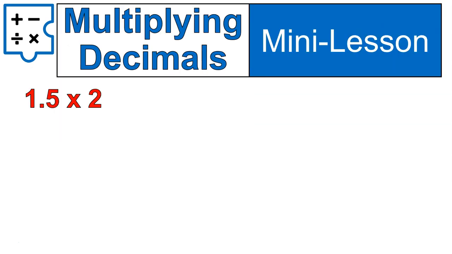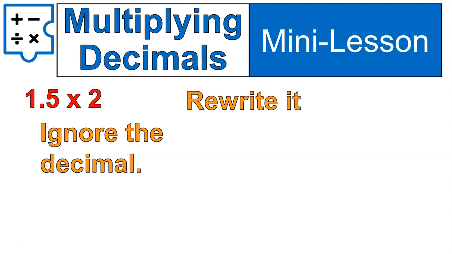First off, when you're multiplying a decimal, it looks very much like when you're multiplying normal numbers. I should probably say non-decimal numbers, numbers that don't have decimals. So basically you ignore the decimal and rewrite it. So 1.5 times 2, I would just ignore the decimal or rewrite it vertically like this and pretend that there isn't a decimal there. So I would look at this and think 15 times 2.